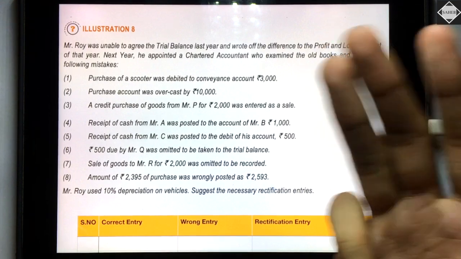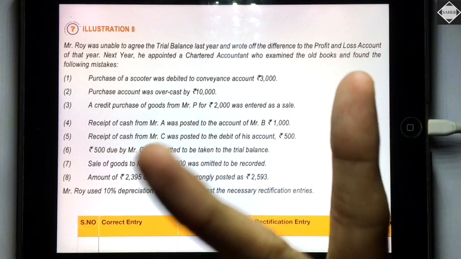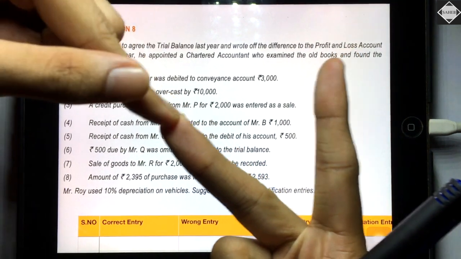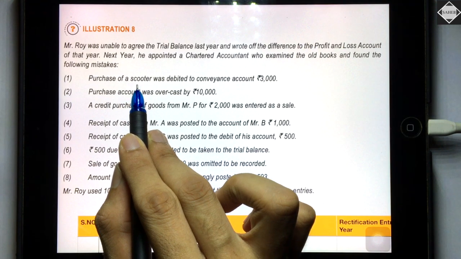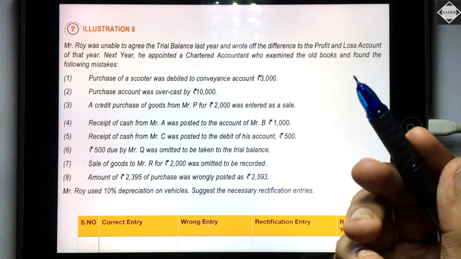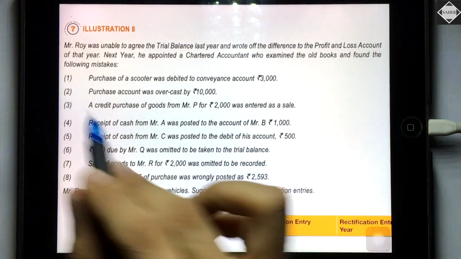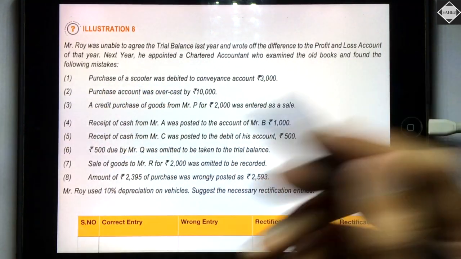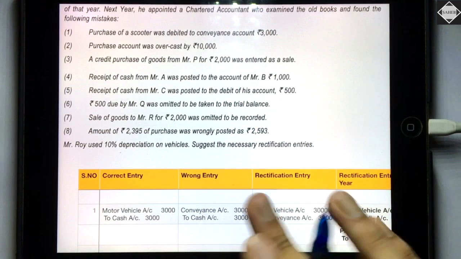Okay, so how to go about this? Just read the error in two parts. The universal tip: read the error in two parts, the correct part and the wrong part. What is the correct part over here? Purchase of a scooter. What is the journal entry for that? Simple. Scooter account debit to cash account. Isn't it? That's the correct entry. Motor vehicle account debit, okay, fine. Motor vehicle account to cash account. Or you can also take scooter account. It doesn't matter. Fine. Is that clear?